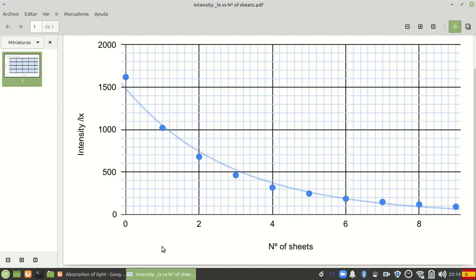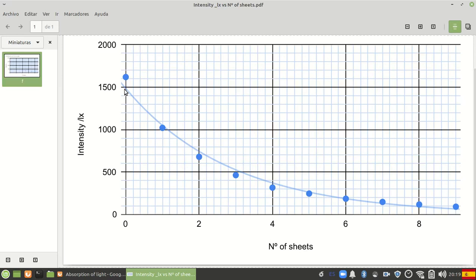And if we look at the shape of this, this is a classic exponential graph in that the change is not by the same number of lux every time I add a sheet of paper, but it's by the same percentage of what we started with every time we add a piece of paper, and I'll show you what I mean by that. If you look here at 1500, that's where the line starts.